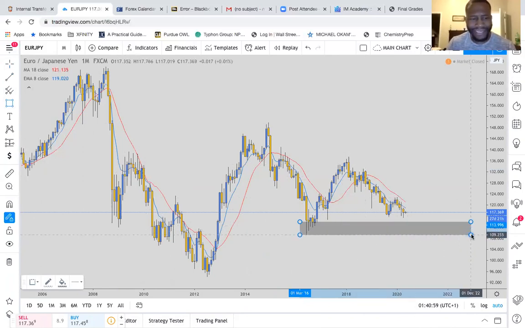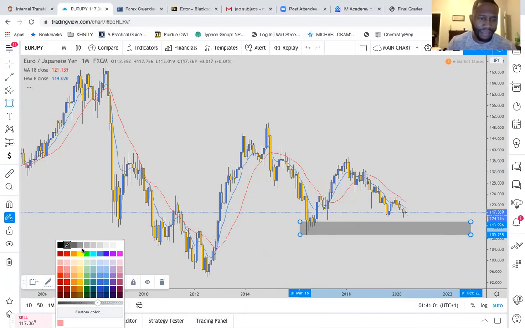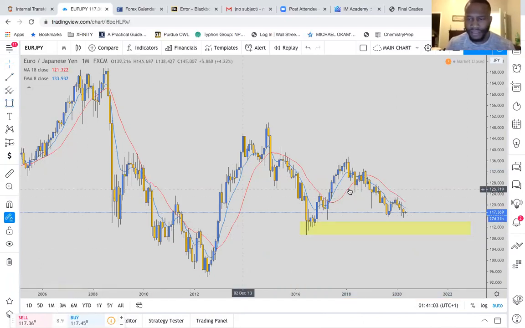And you guys can highlight this however you please. I like bright colors, man, so I can kind of see what's happening. So this would be my major support area, right? If you guys know supply and demand, I don't really talk about that, but this would be like a demand zone, if I'm getting that correctly.